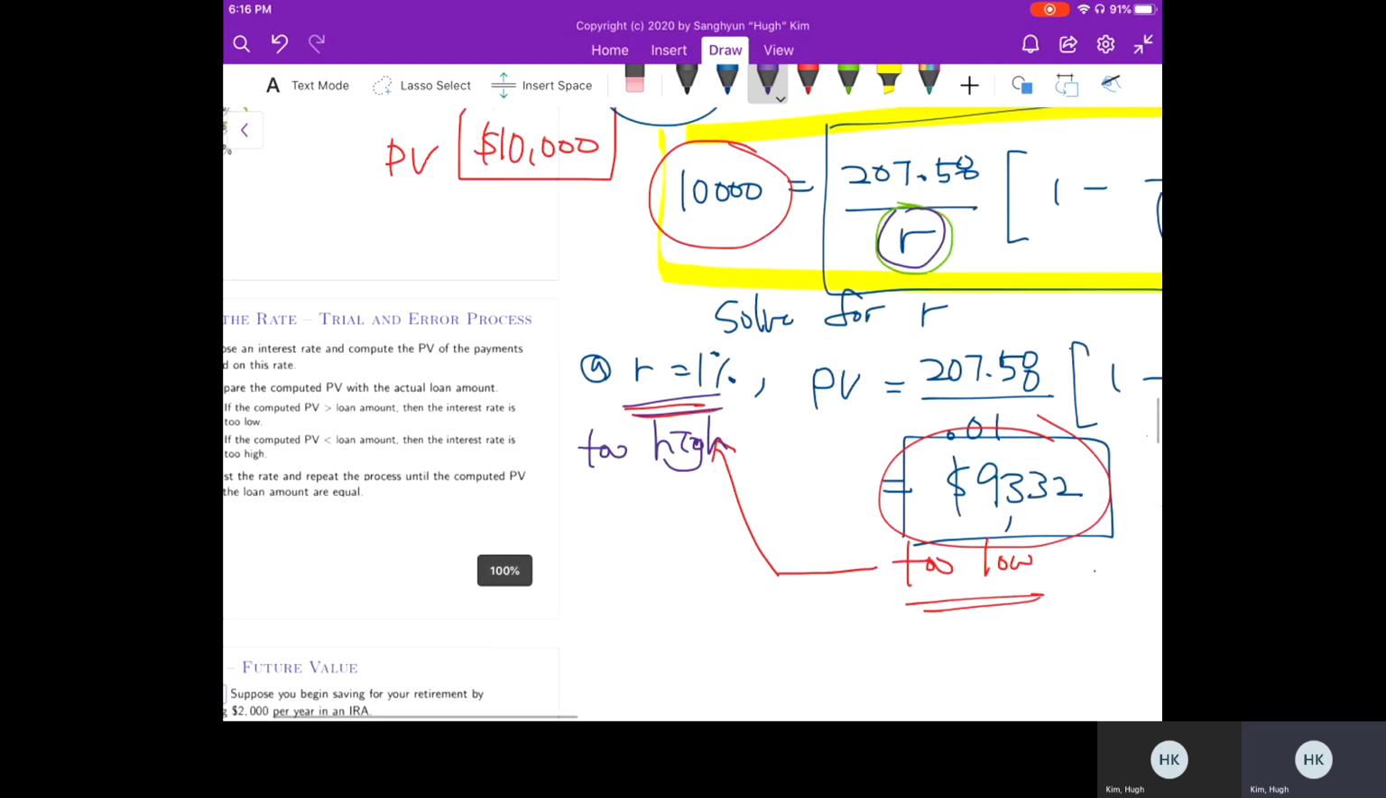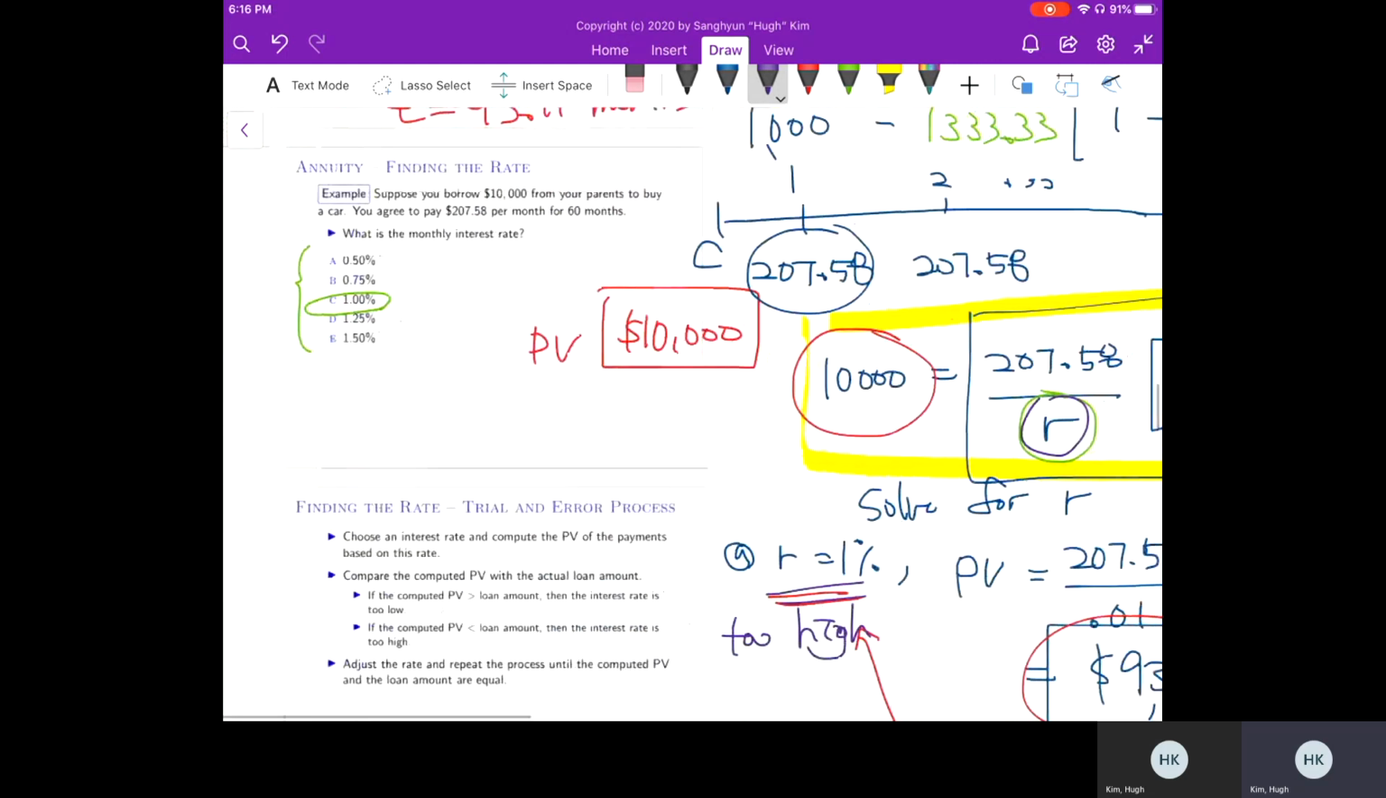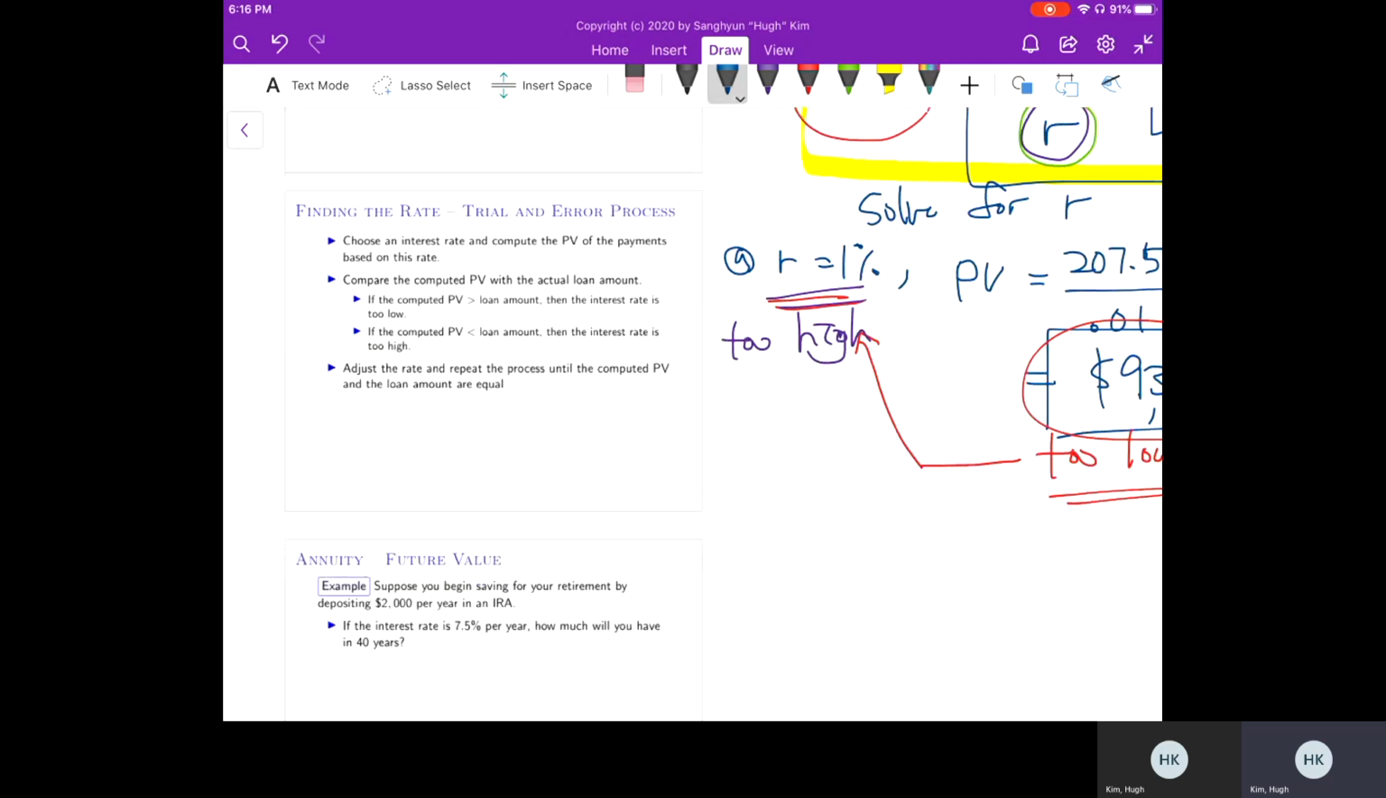Let's go back to my choices. That is incorrect, and that is too high. That means these choices will go away, and I can narrow it down to these two choices. Then I make my second guess. My second guess is 0.75%.